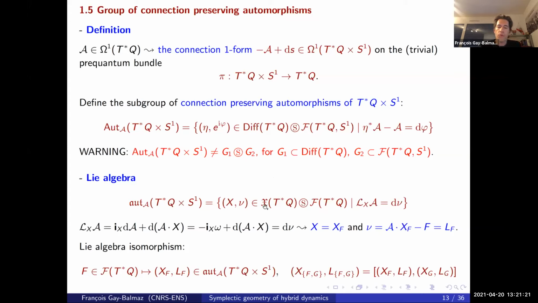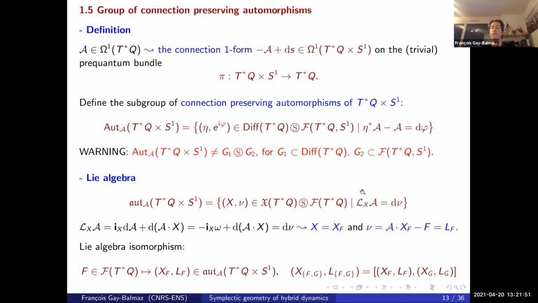So to have a feeling of what this group is, let me write down the Lie algebra, which is a simple computation, and consists of all vector fields and real functions that are related this way. So the Lie derivative of the canonical one form, this is p dq only, this A, right, has to coincide with the derivative of the function B.